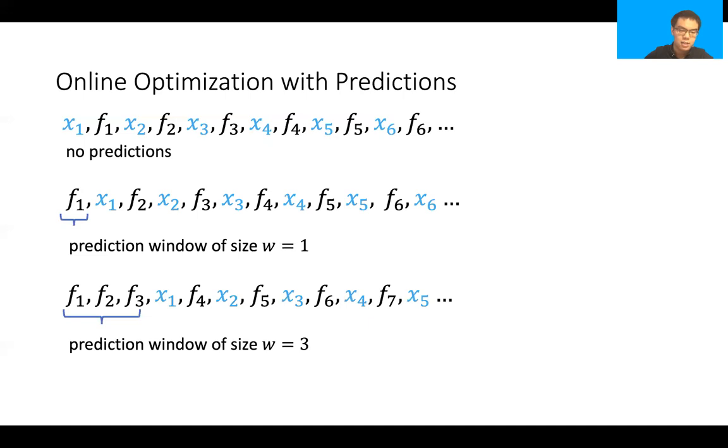In many applications, actually the learner can have a larger prediction window. For example, this is the case when the prediction window has a size of 3. In this case, the learner can observe the hitting cost functions f_1, f_2, and f_3 before picking x_1.